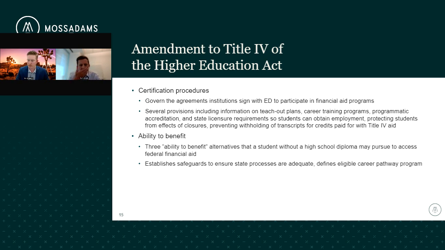There are also, lastly, amendments that expand on mechanisms through which individuals without a high school diploma can access federal student aid via the ability to benefit alternatives.